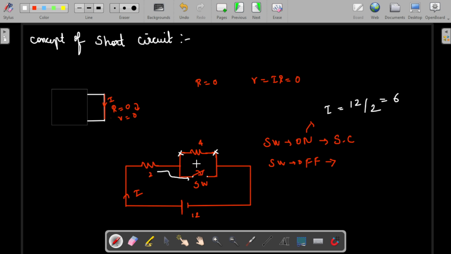If the switch is in the off position, both the 2 ohms and the 4 ohms come into the picture because this path will be open and will not be taken into account. So the current flow will be 12 divided by 6, which means 2 amps will flow. This is how the open circuit and the connection make a difference in the circuit. I hope you are able to understand, right?